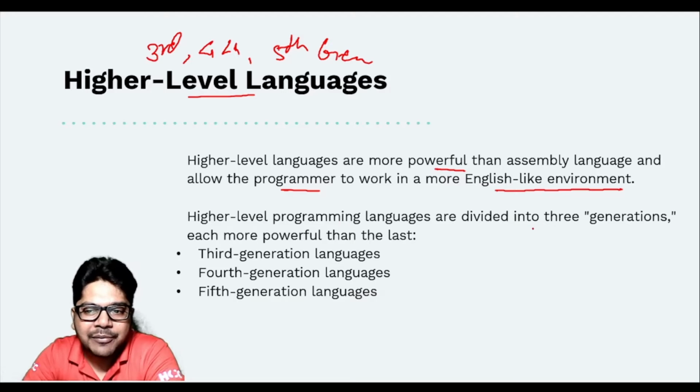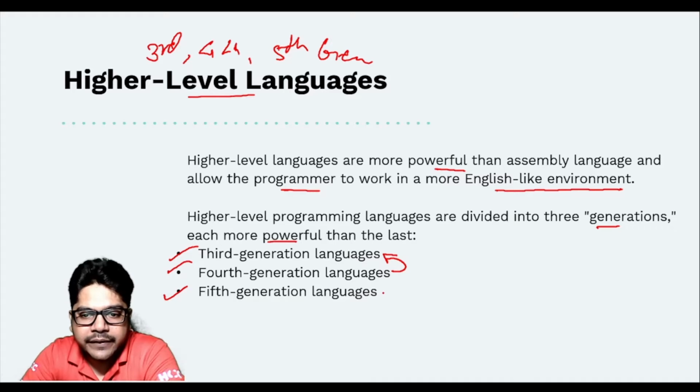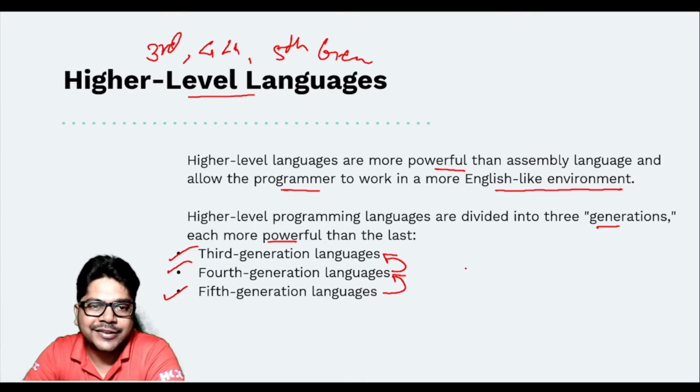High level programming languages are divided into three generations: the third generation, fourth generation, and fifth generation, and each generation is more powerful than the last one. So the fourth generation is more powerful than the third one, and the fifth generation is more powerful than the fourth one, right? So now we are in the fifth generation, and it is the best, you can say that.